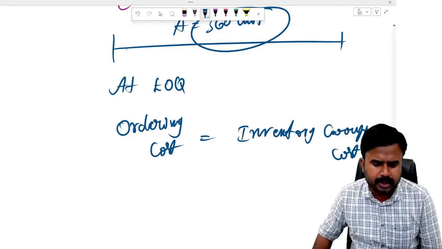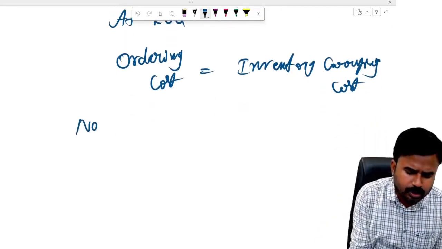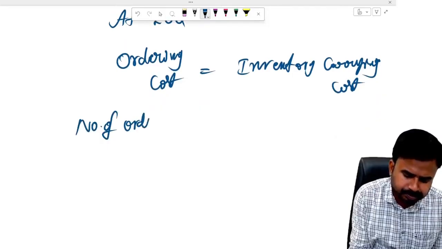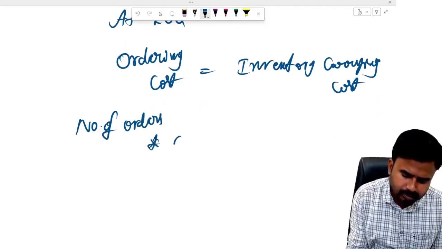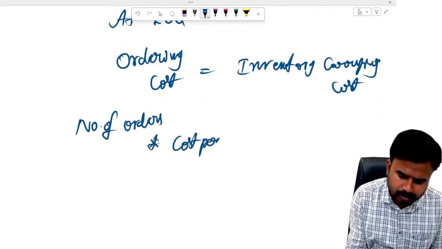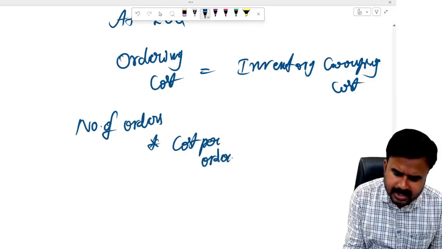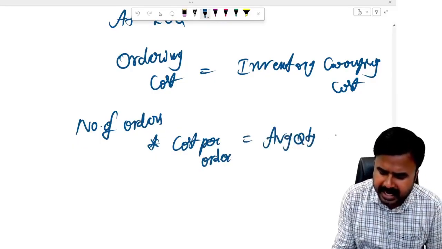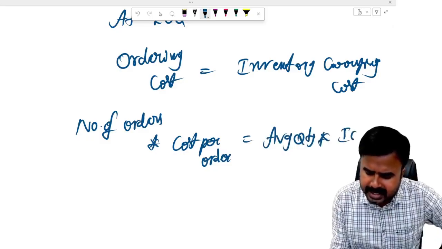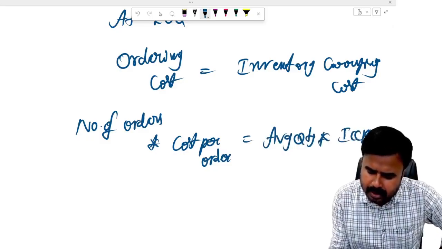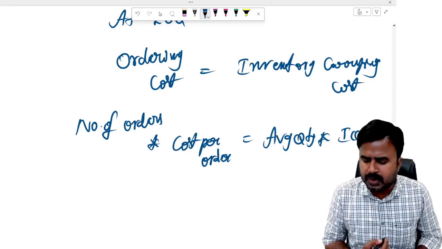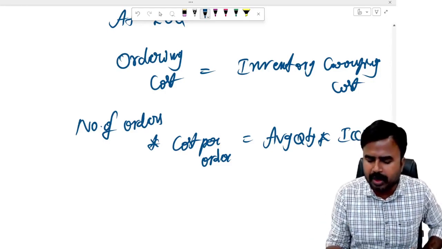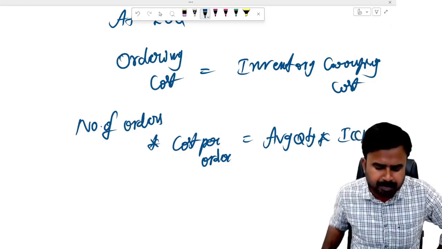So what is this ordering cost? Simple. Number of orders into cost per order. What is this inventory carrying cost? The average quantity that you're carrying into ICC per unit per annum. For every unit, how much carrying cost you are incurring for a 1 year period. That's what inventory carrying cost per unit per annum is.